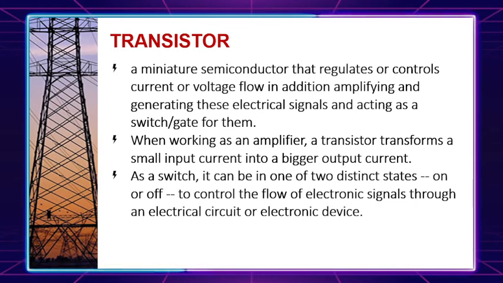So a transistor can be described as an amplifier. When working as an amplifier, a transistor transforms a small input current into a bigger output current. But if a transistor acts as a switch, it can be in one of two distinct states, on or off. This is the binary operation to control the flow of electronic signals through an electrical circuit or electronic device. So the transistor is the foundation of digital electronics.